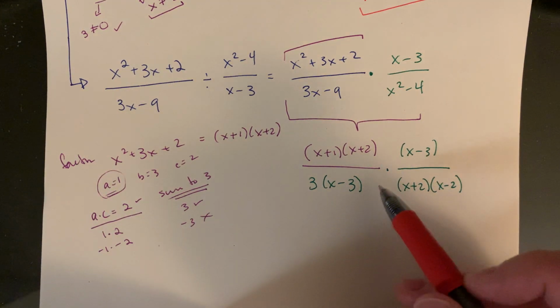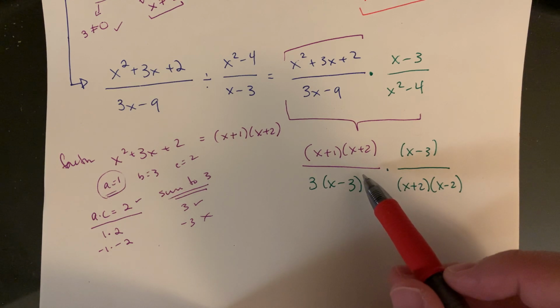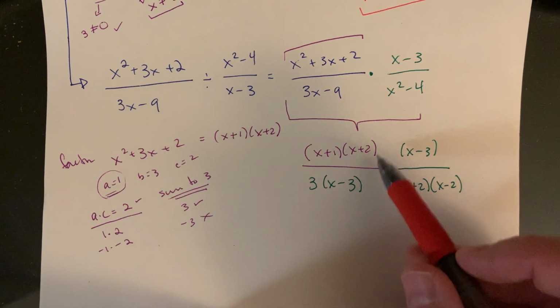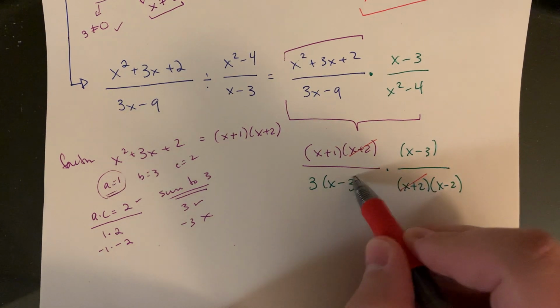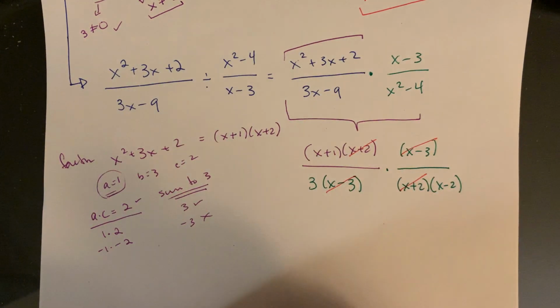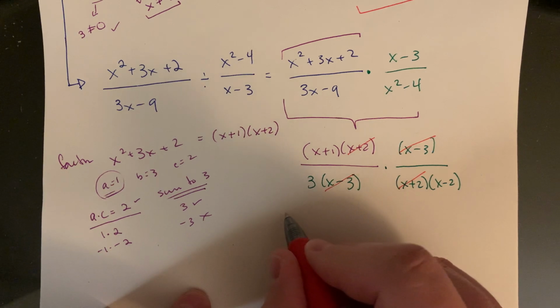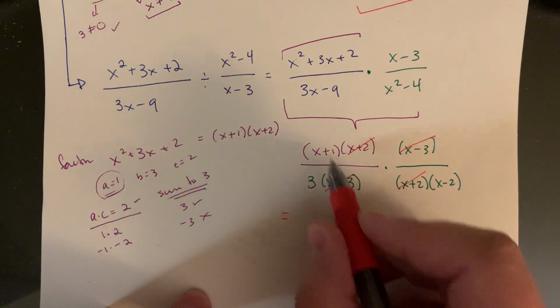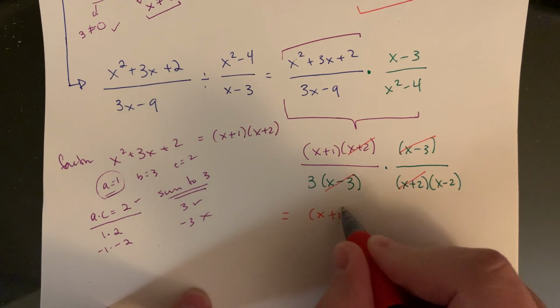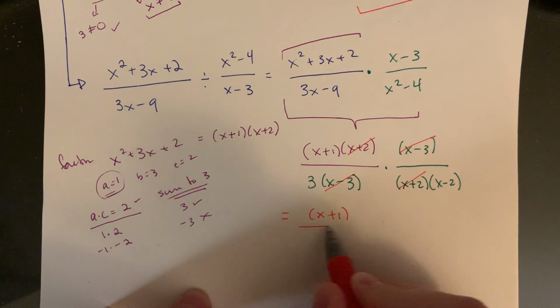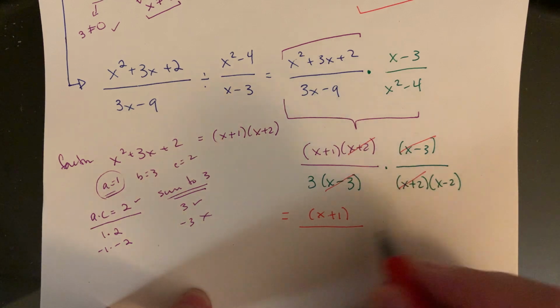So for me, I've got everything rewritten here, and so now I'm going to look to cancel any common factors from the top and the bottom. So x plus 2 is showing up here and here. We said the x minus 3, as expected, was showing up here and here. Sometimes what I like to do is even just rewrite it. So this would be what? X plus 1 in my numerator. The other 2 are gone over, so 3 times x minus 2.